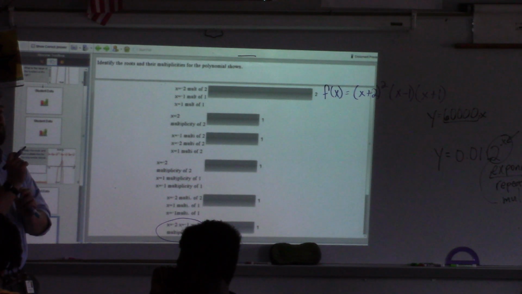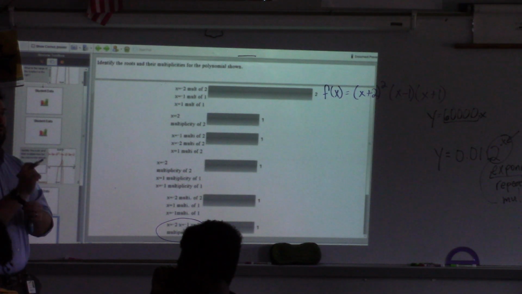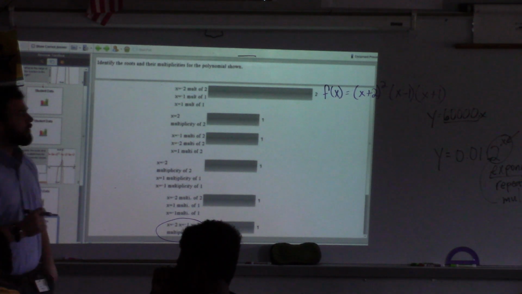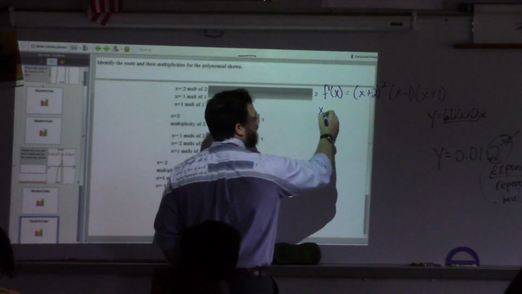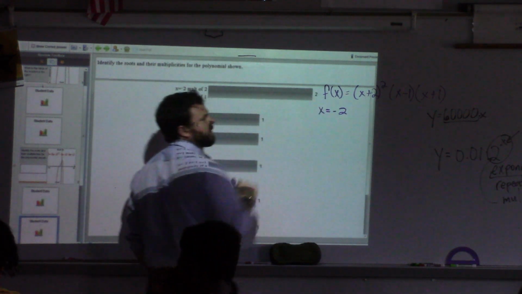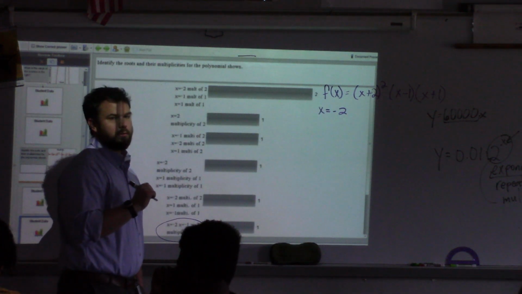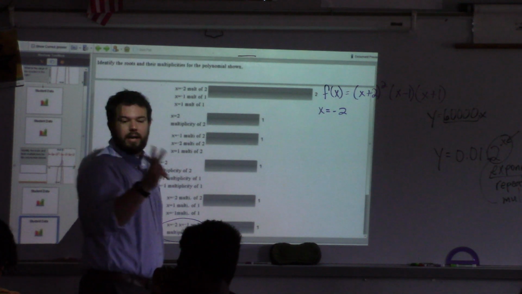The degree, right? The polynomial has a degree of 4, because that's the sum of all those powers. But if I talk about this root here, x equals negative 2, how many times does that root show up? Twice. There's an exponent of 2.